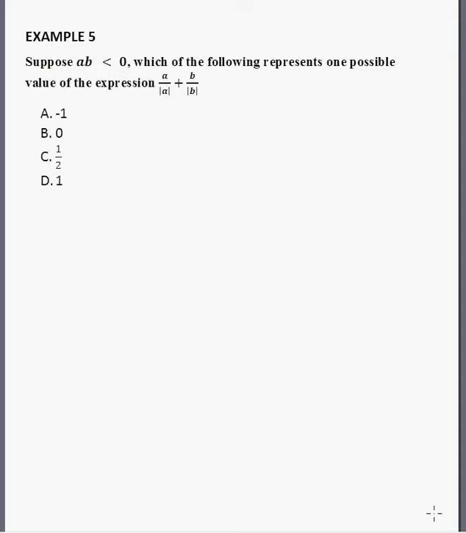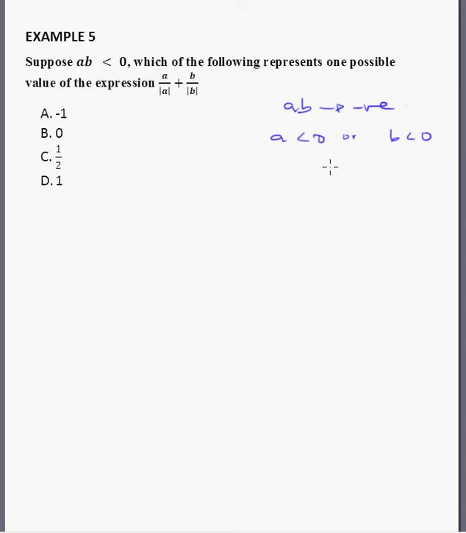Okay, let's take a look at example 5. And we are given that a times b is less than 0. Now, what you should take from here is that if a times b is less than 0, then of course ab is a negative number, right? It's a negative number. It's less than 0. That means a is less than 0 or b is less than 0.